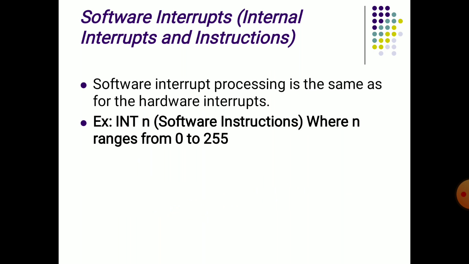And the software interrupts are INT n. INT n is one instruction, where n ranges from 0 to 255, that is INT 0, INT 1, INT 2, INT 3, INT 4 up to 255. So totally 256 interrupts can be generated by using this INT n instruction. These software interrupts are internal interrupts, generated inside the CPU itself.